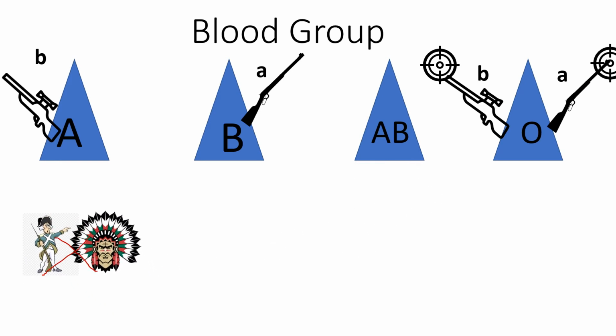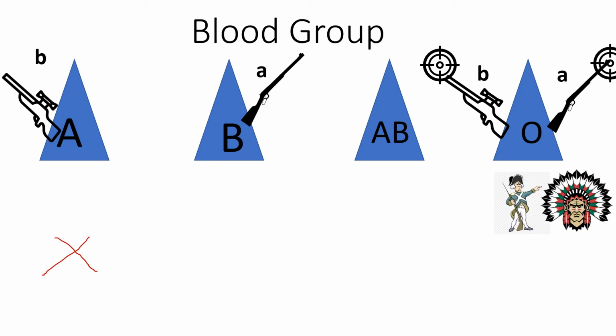What will happen if the AB holding blood group tries to donate blood to the A antigen holding blood group? Here you can see there are these British, and this tent has an anti-British protective system, so they will kill these British. So the AB holding blood group cannot donate blood to the A holding blood group.